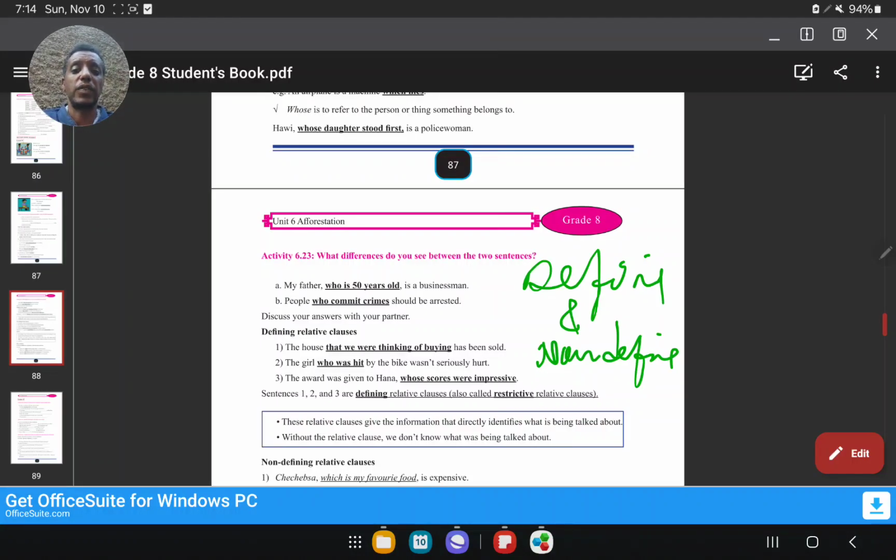ዲፋይኒንግ ማለት ሪላቲቭ ክሎዙ ለመረጃችን በጣም አስፈላጊ ነው ማለት ነው። Non-defining, the relative clause part of the sentence is important to give additional information but it doesn't define. ስለዚህ ከዚህ መረዳት እንደምትሉ defining means we are expected to put the relative clause to make the sentence meaningful without question. Non-defining, the non-clause part of the sentence gives full information, but the relative clause part of the sentence gives additional or extra information. That is the purpose.